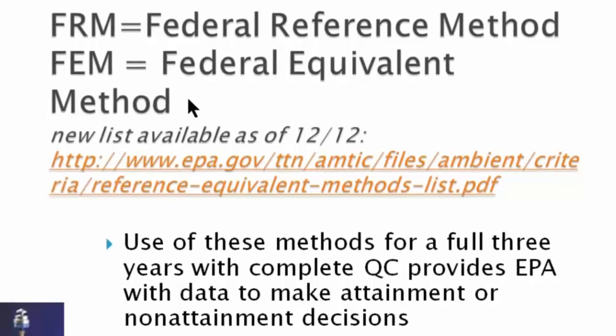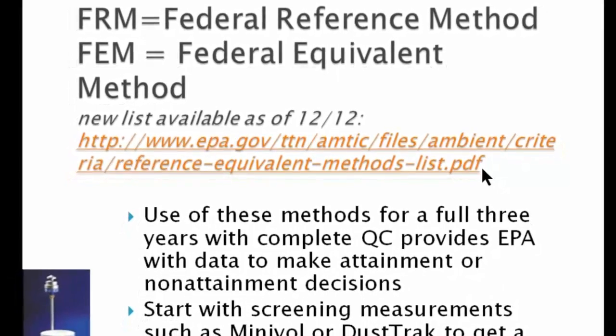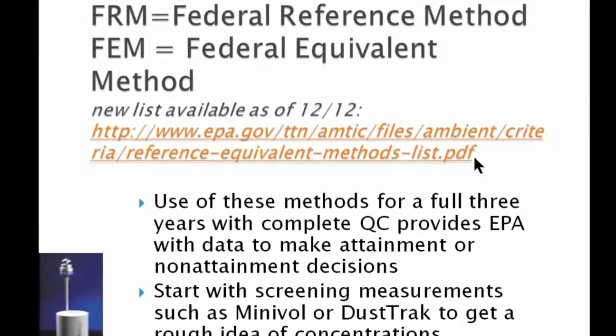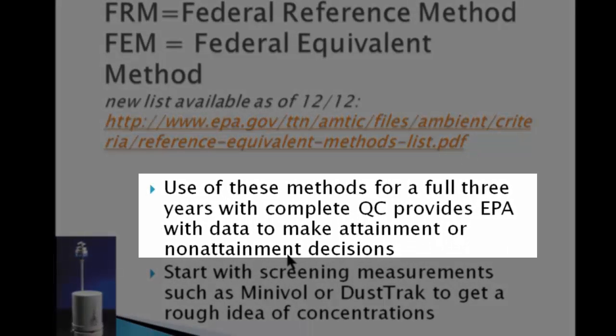Companies are always trying to get their devices onto this list, and EPA updates this list every 6 months or so. There are hundreds of devices, and you have to use them really, really specifically in order to make what EPA calls attainment or non-attainment decisions. So in order to say that your air above your land doesn't meet, remember the NAAQS, the National Ambient Air Quality Standards, you have to monitor for a full 3 years with complete quality control, and then provide that data to EPA, and then a decision can be made about whether your air is lower than the standard or higher than the standard. And that would be non-attainment. Your air does not attain the standard.